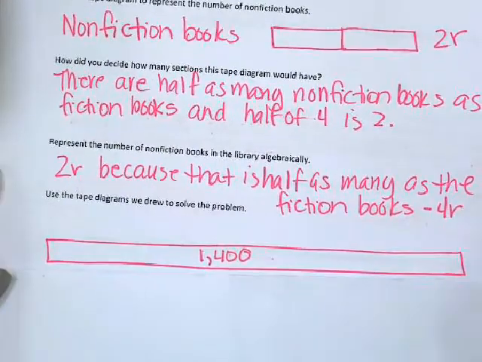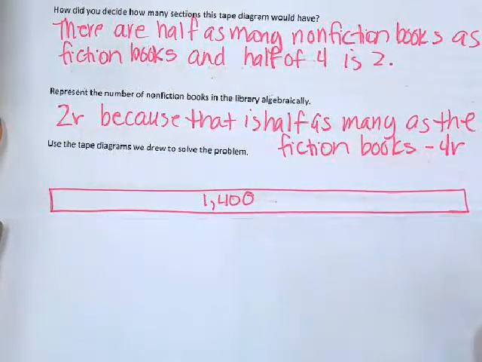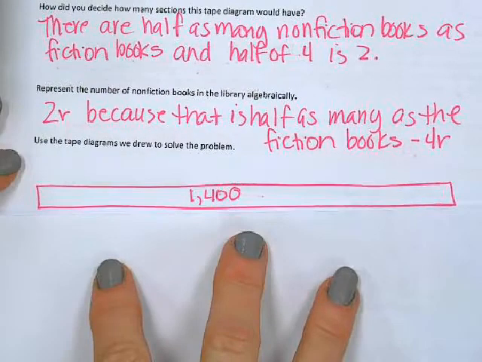So first we know 1400. 1400 represents how many books are in the library. So that's the first thing that we're going to write. And then we're going to take our resource books, fiction books, and nonfiction books, and we're going to put those together into one long tape diagram because those need to equal 1400.